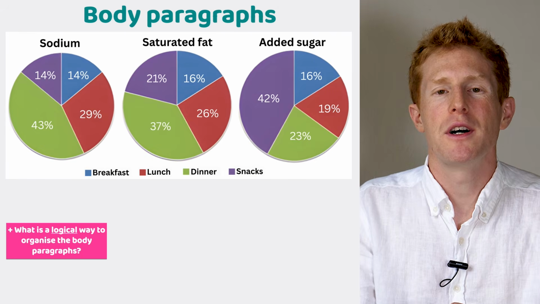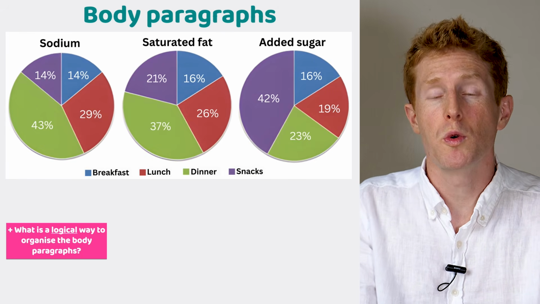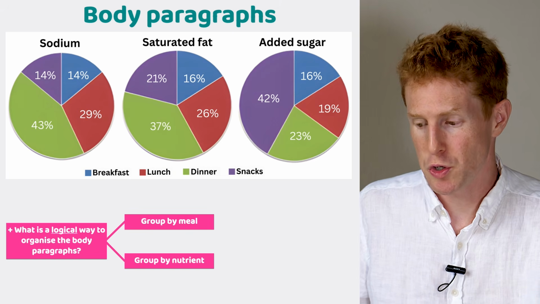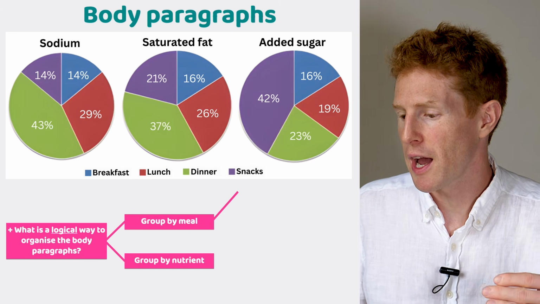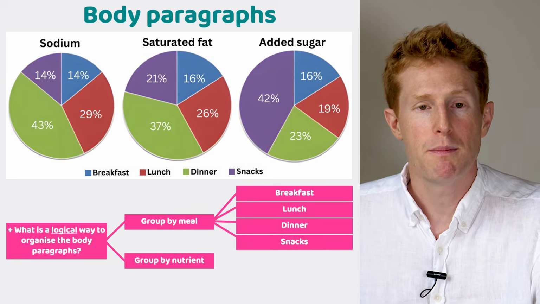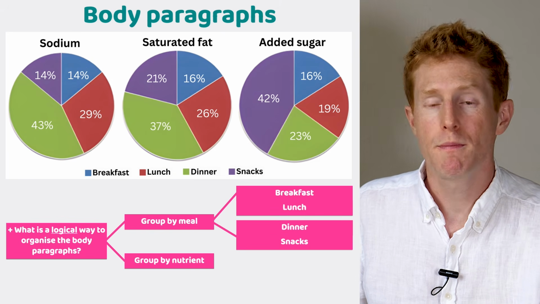Now I said that there are different logical ways to organize our body paragraphs. We can do it by meal or we can do it by nutrient. And if we're going to do it by meal, we're going to have breakfast, then lunch, then dinner, then snacks. Now these could be 4 paragraphs, that's totally fine. Or we could combine them into 2 paragraphs, which is also fine. We'd maybe just think about which of the categories would be logically linked together.